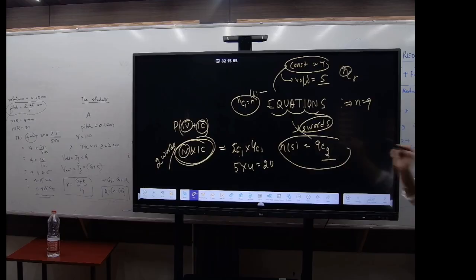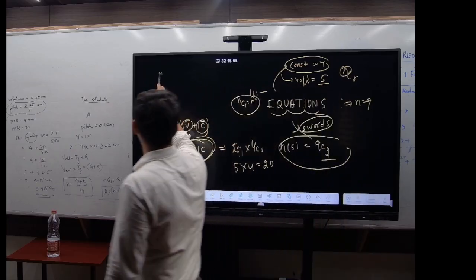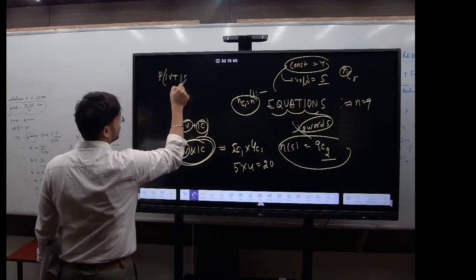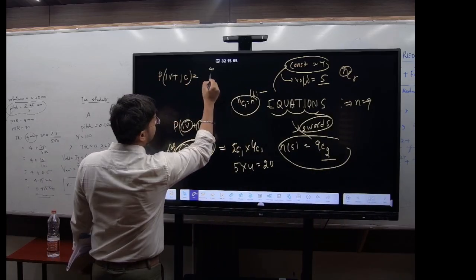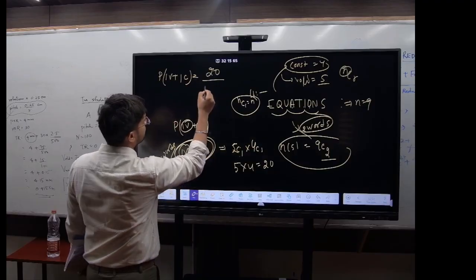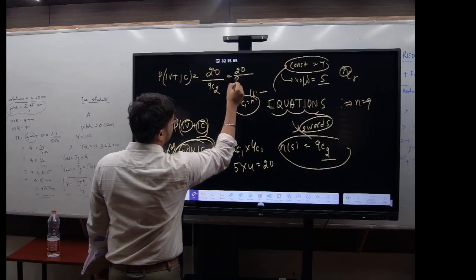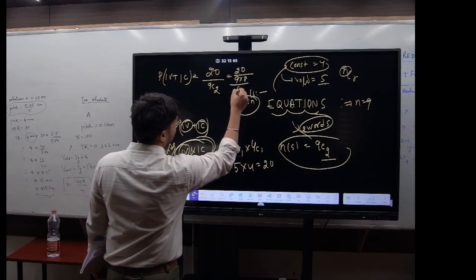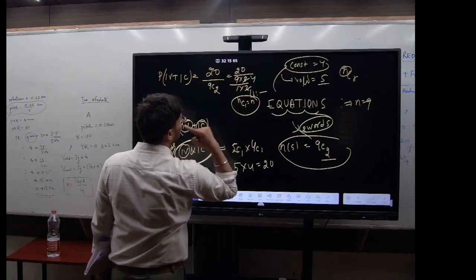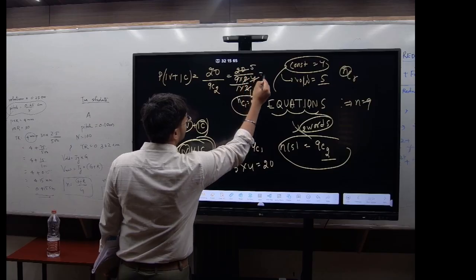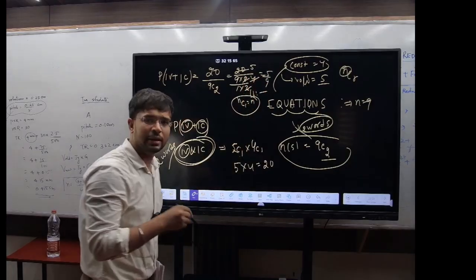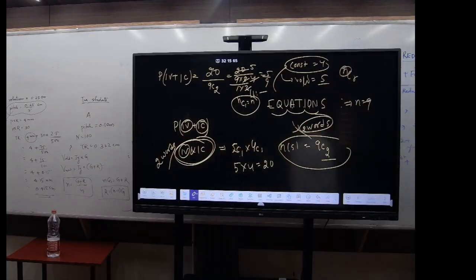Sample space is 9C2. So what is the probability? The probability of one vowel plus one consonant is 20 divided by 9C2. And how to write 9C2? 9 into 8 over 1 into 2. 4 cancels, this is 5. It will come 5 by 9. Is that understood?